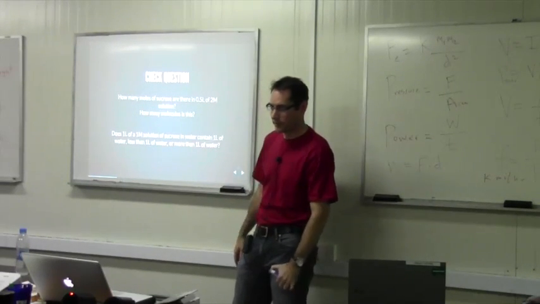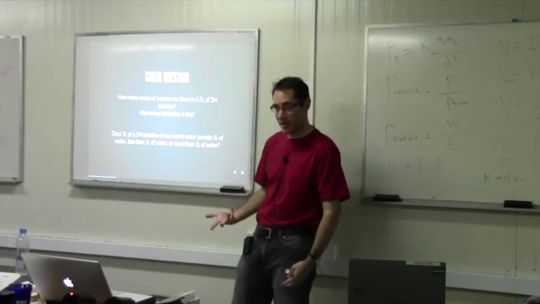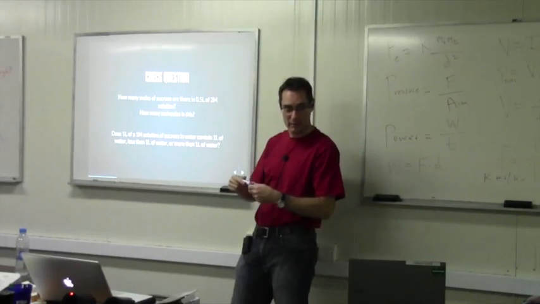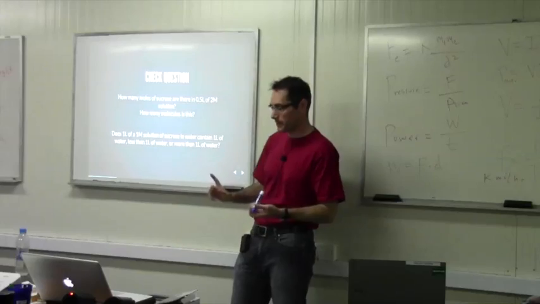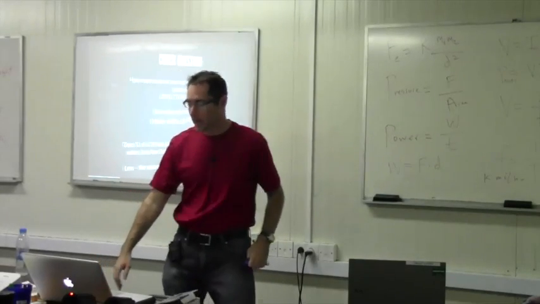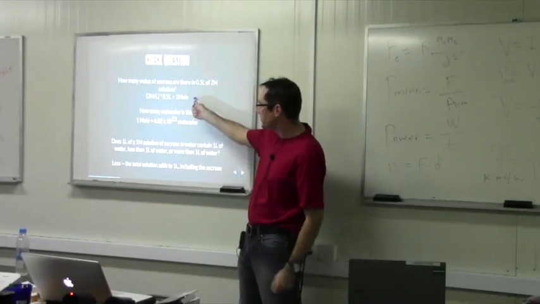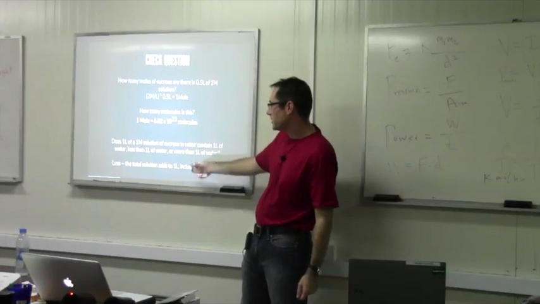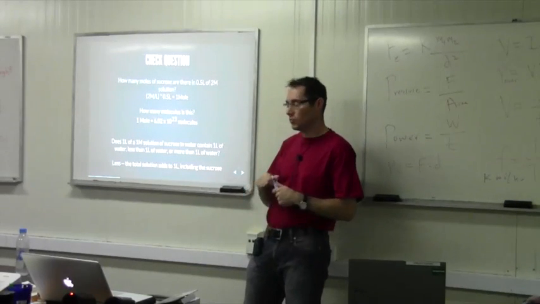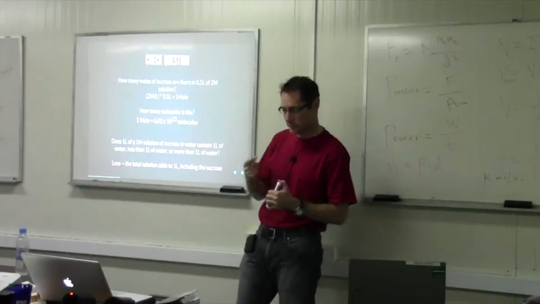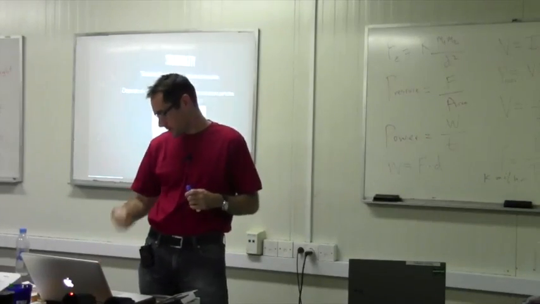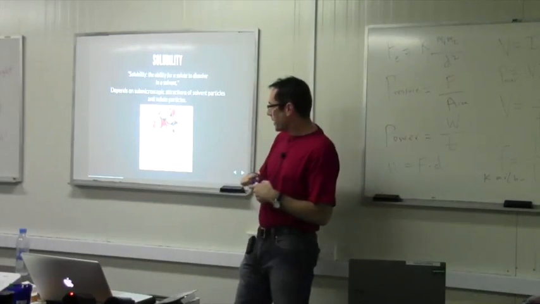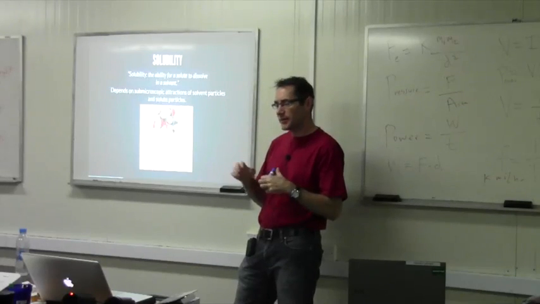Less than 1 liter of water. Why? Because the sugar takes up some volume, and the total is 1 liter. Okay, let's see if we're right. 1 mole, we did that calculation. And a mole is 6.02 times 10 to the 23rd, and less water than 1 liter. Okay? All right. Now we've got to talk about solubility.